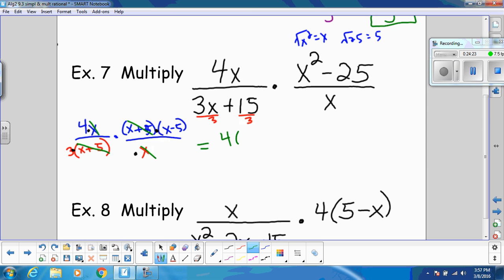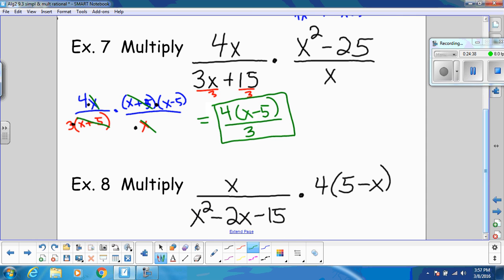So I'm going to have 4 parentheses x minus 5 over 3. And that's as far as I can go. So we multiplied everything, we simplified it all out, and we did it by factoring and by canceling.